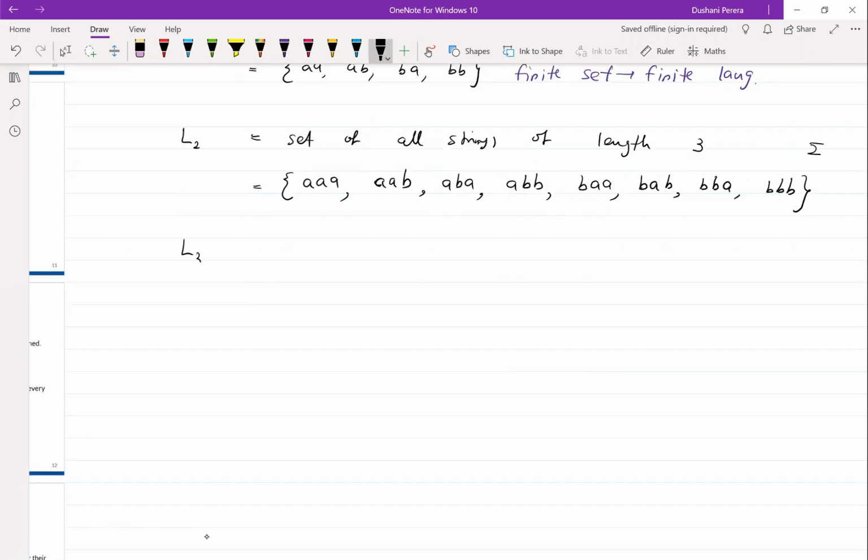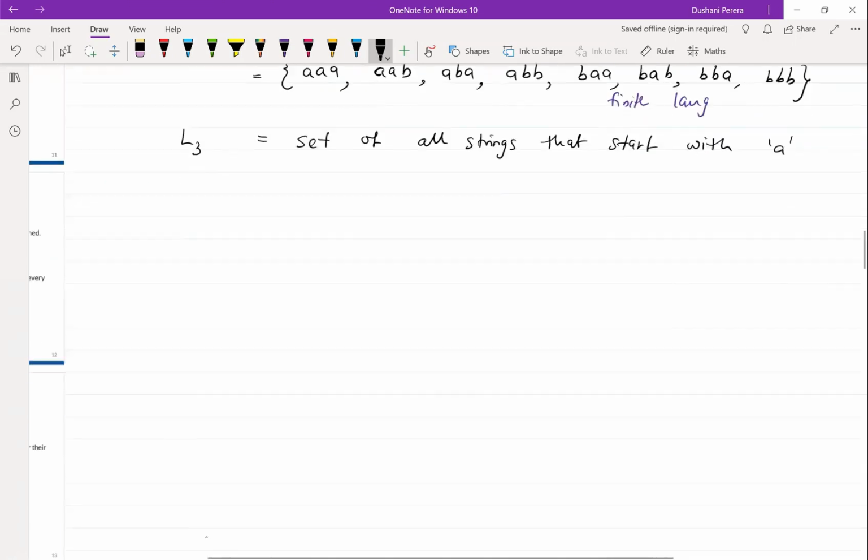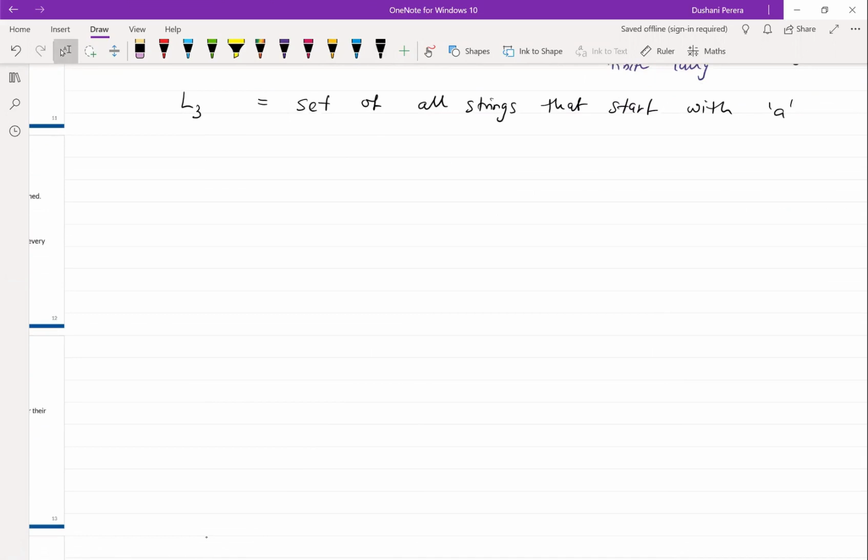I'll say that L3 is, by the way, this is also finite. This is a finite language. Final one, the set of all strings that start with A. All the strings that start with A that are formed over sigma.